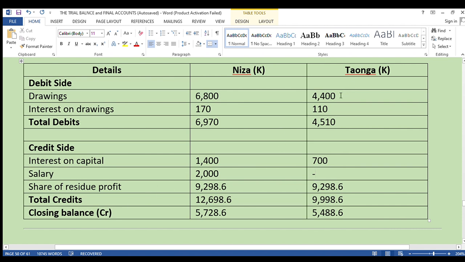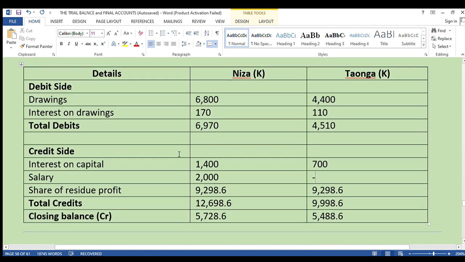Even for Taonga, the same story. So we have total debits this, total credits this. The difference gives us the credit closing balance of this. So we are done with partner's current account.